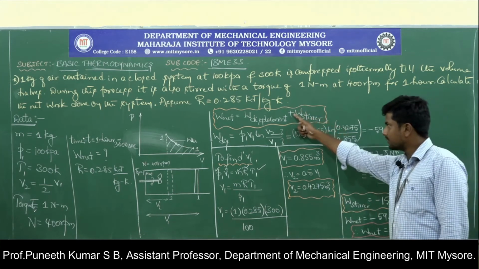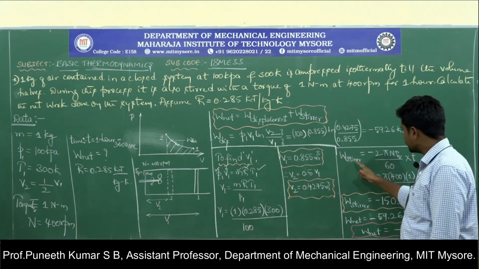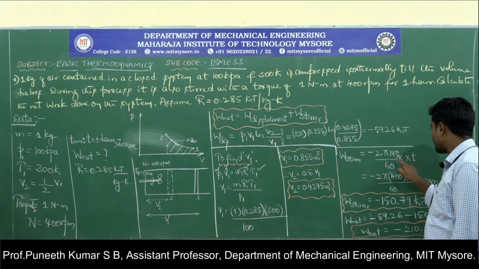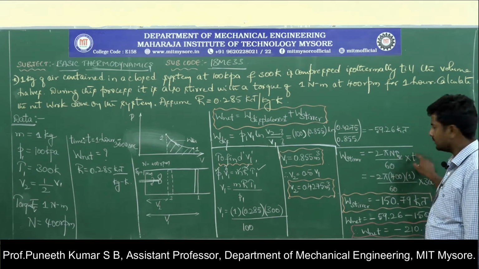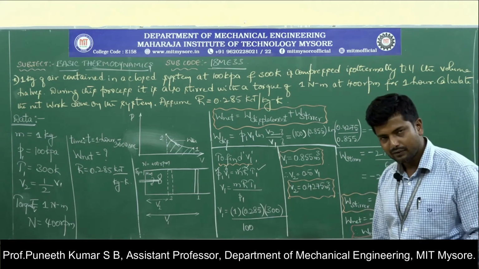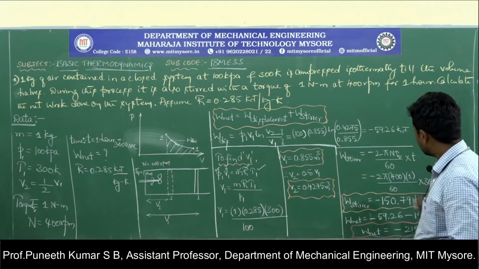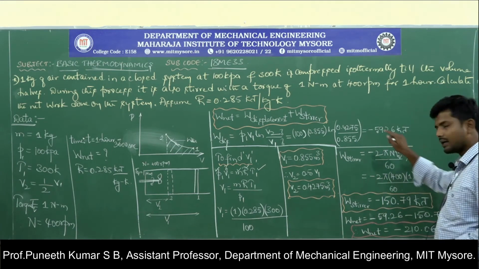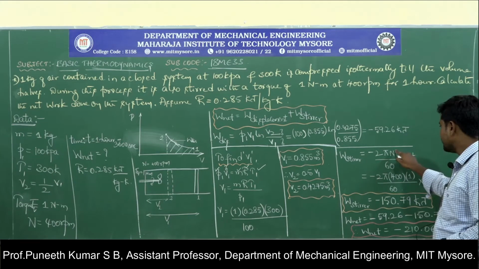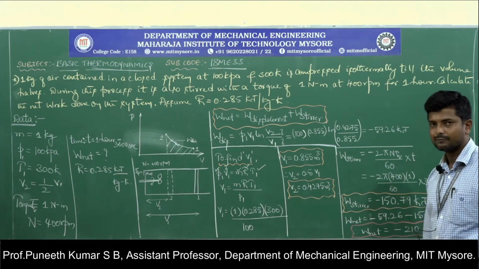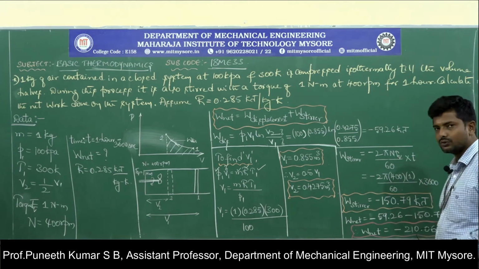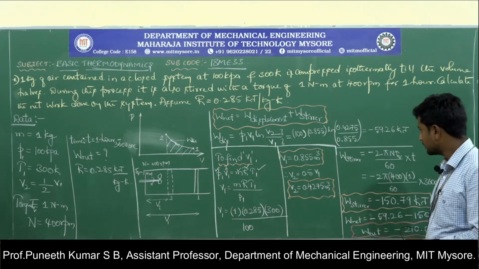Next, another work needs to be found, that is the stirring work. We know the stirring work formula, it is 2 pi N T by 60 into t. This 2 pi N T by 60 is the shaft power, and if the power is multiplied by time, it becomes work. Here, to avoid confusion between temperature and torque, I have given a small suffix Q to separate the torque from temperature.